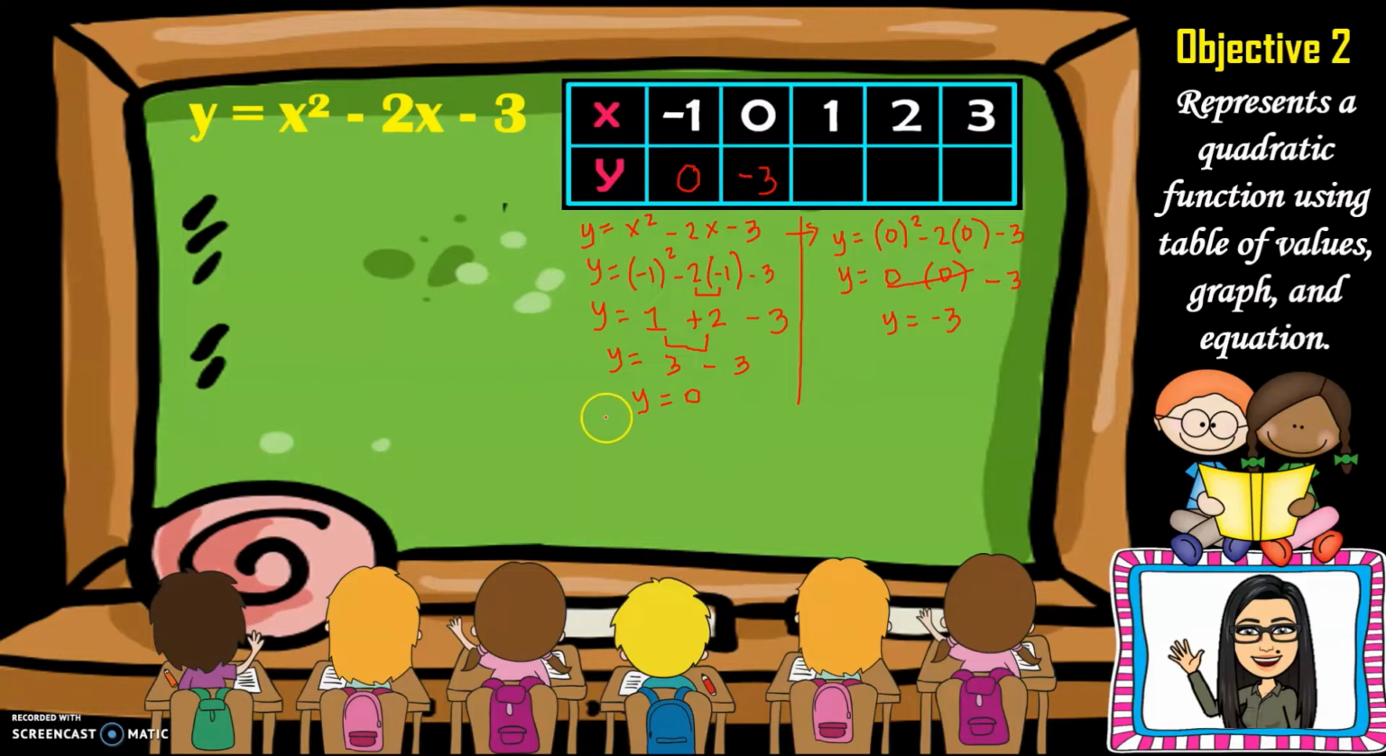So, what if the value naman daw ng ating x is positive 1? So, ganun din. Substitute the value. So, y is equal to, syempre, using this function pa din, ang x ay ipapalit natin, this time is 1. So, 1 squared minus 2 times 1 minus 3. So, y is equal to 1 squared is 1. Negative 2 times positive 1 is negative 2 minus 3. So, y is equal to 1 minus 2 is negative 1.